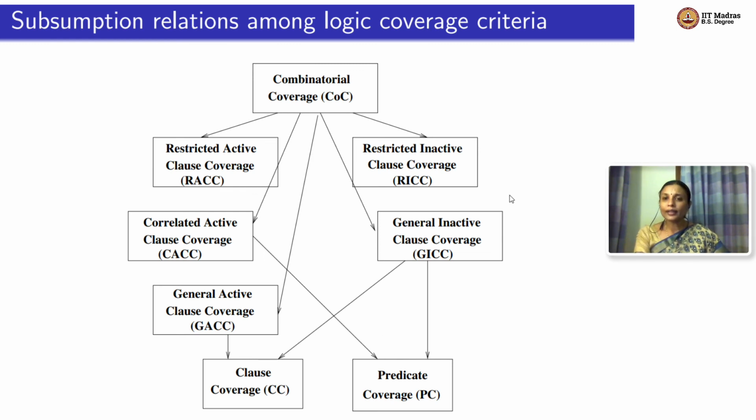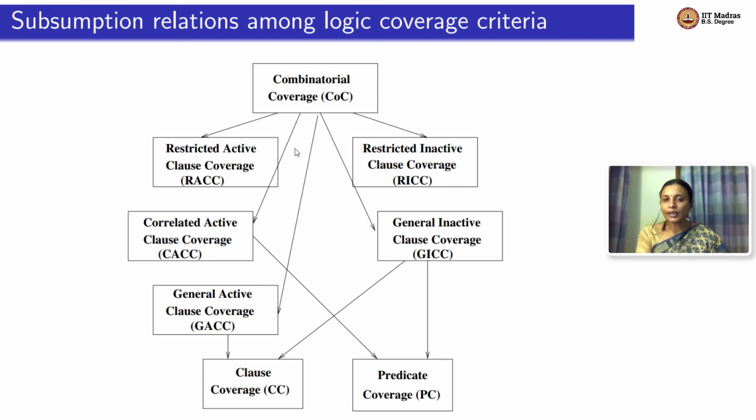Then on the other side, we saw inactive clause coverage criteria. Only two variants here because major clause does not determine the predicate. Correlation doesn't make sense. So we have only two variants, restricted and general. This is the inactive clause coverage criteria. And we know that general inactive clause coverage criteria can subsume predicate coverage because the predicate will become true and false. It can also subsume clause coverage because the clause will become true and false.